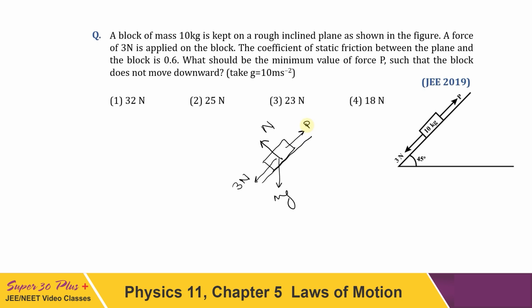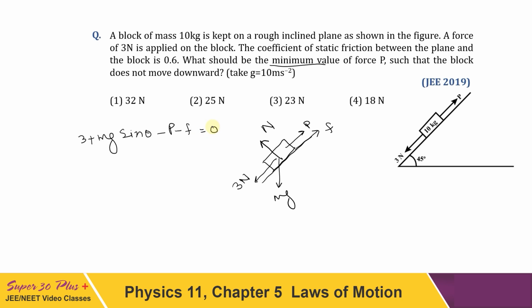Now since it is asking for the minimum value of force P, the friction should be in the direction of P. If it had been the maximum value of P, then we would have had to apply this F along the direction which is down the incline. Here it is asking for the minimum value, so this friction has to be in the upward direction, the same direction as that of P. Let's now write the equation. We have to write the net force along the incline to be 0 because the block is in equilibrium. So we can write 3 plus mg sin theta minus P minus F is equal to 0.